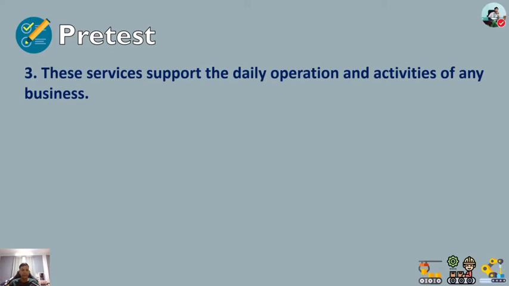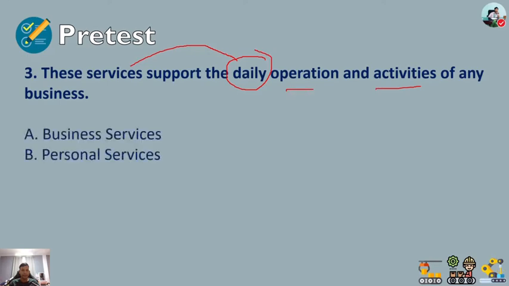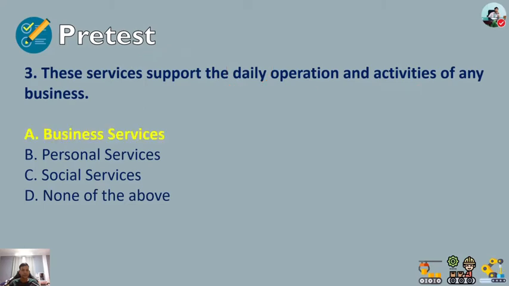Number three, these services support the daily operations and activities of any business. A, business services. B, personal services. C, social services. Or D, none of the above. The answer for number three is A, business services.